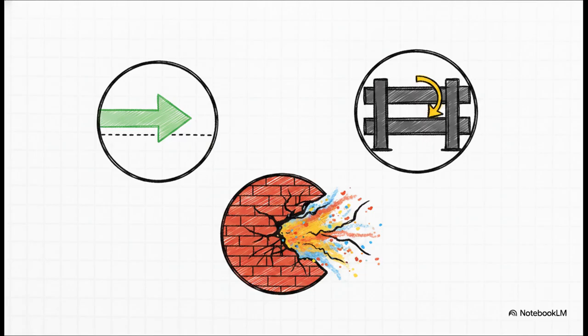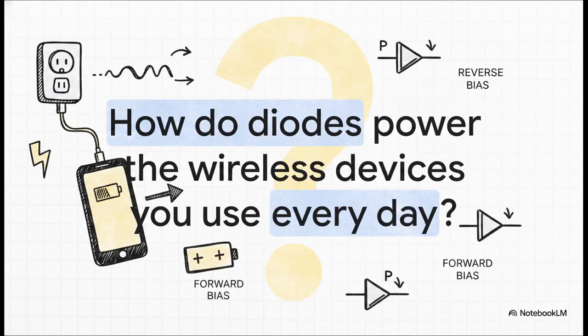And finally, if we push it way too hard in reverse, the physical limits of the material are broken via avalanche or Zener breakdown, allowing the current to violently flood backward. I want to leave you with this final thought. Based on this incredibly strict one-way behavior we just mapped out, how do you think these microscopic traffic cops help convert power for the wireless devices you rely on every single day?